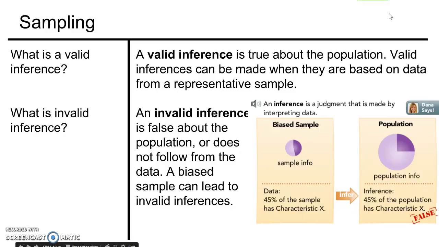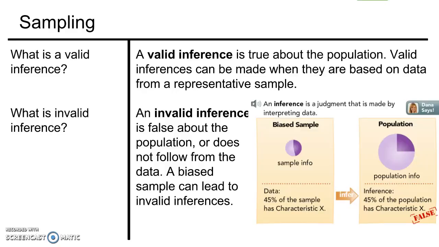Okay, 2 more definitions. Hit pause, copy this down, and then hit play when you're ready to move on. What is a valid inference and what is an invalid inference? A valid inference is true. We know valid means true. It's true about the population. Valid inferences can be made when they are based on data from a representative sample.